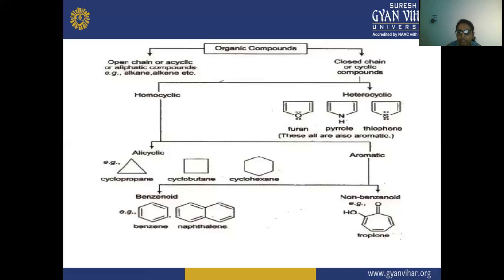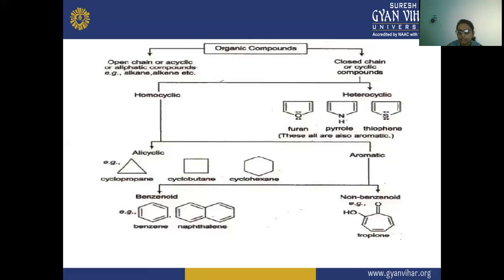Means the hexane has six carbon atoms that are forming a bond with each other. Next is your aromatic. In the alicyclic, you have seen the examples: cyclopropane, cyclobutane, and cyclohexane. Now in the aromatic, you can see there are benzenoid and non-benzenoid. In the benzenoid, you can see these are the benzene ring.